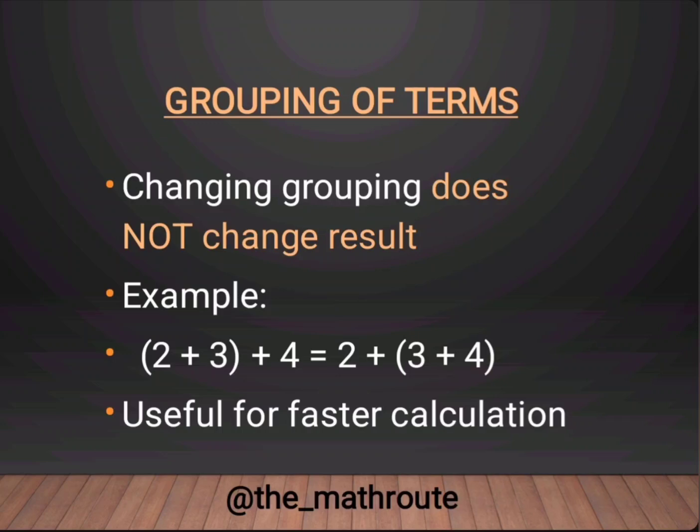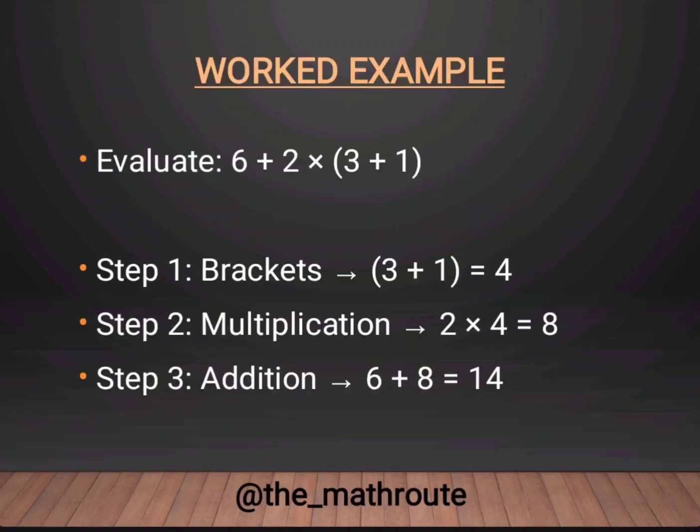Grouping of terms. Changing grouping does not change the result. So 2 plus 3 plus 4 is equal to 2 plus 3 plus 4 with different groupings. Just the group changes and not the final result. And we group the values and then add for faster calculation and more accuracy. So here 5 plus 4 is 9. Again here 2 plus 7 is again 9. So the grouping of terms does not change the final result.